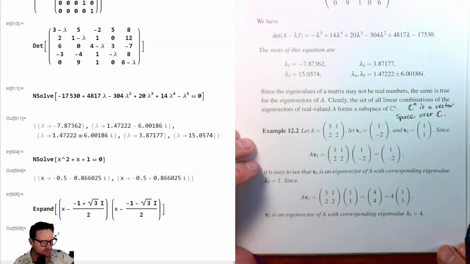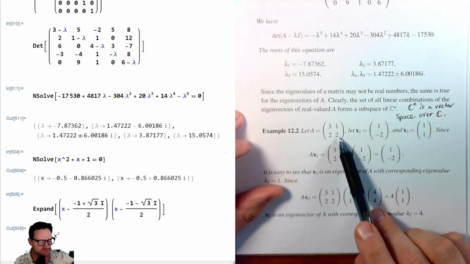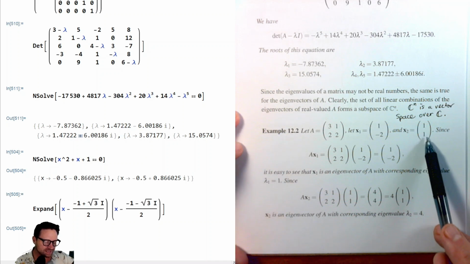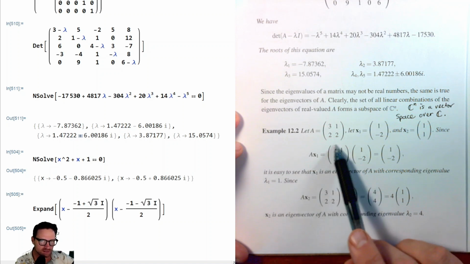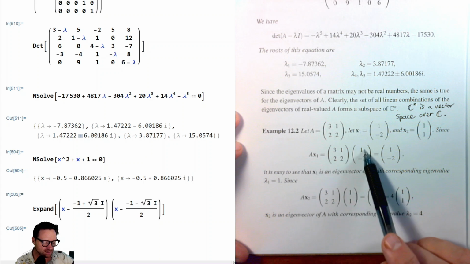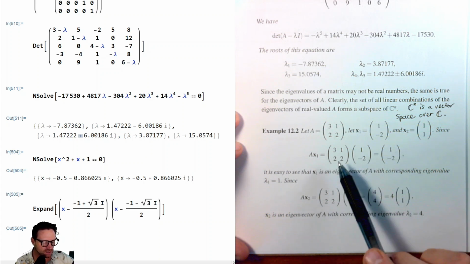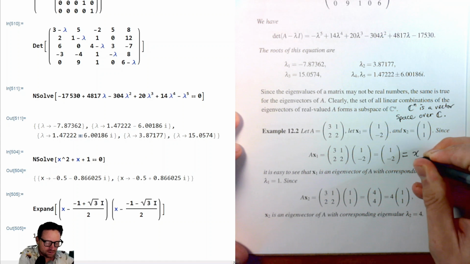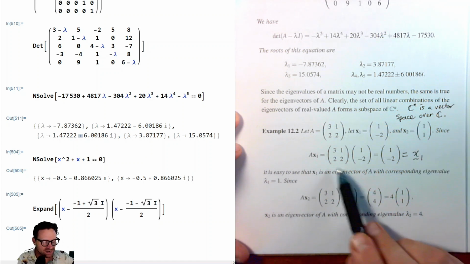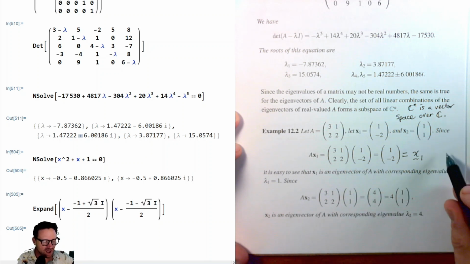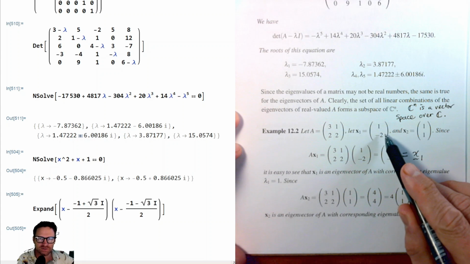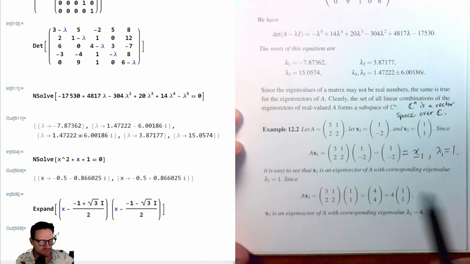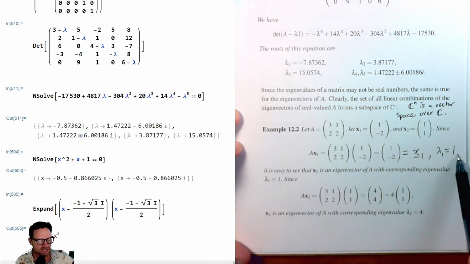Okay, example 12.2. Let A be the 2 by 2 matrix 3, 1, 2, 2. x1 is 1, minus 2, and x2 is 1, 1. Now let's have a look. A x1, this matrix times x1. If we expand that out, we have 3 minus 2 is 1, and we have 2 minus 4 is minus 2. So we have x1. In other words, A times x1 gives us x1. So this says that the eigenvalue corresponding to this eigenvector x1 has to be lambda 1 equal to 1, because matrix multiplication is coinciding with scalar multiplication here.